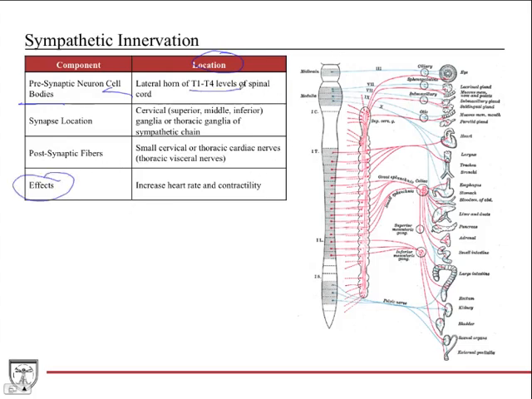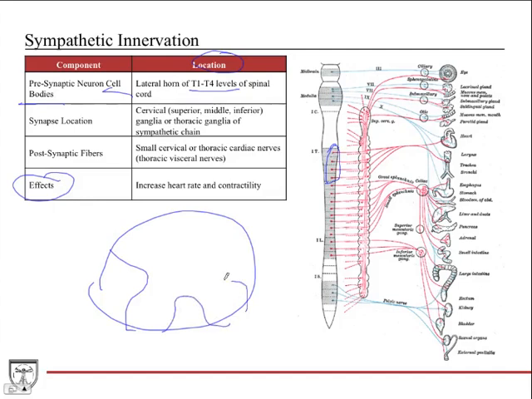The cell bodies, probably the most important thing on here, is where the cell bodies are located. They're in the lateral horn of T1 through T4. So it's always thoracic: T1, 2, 3, and 4. Here are your cell bodies here in the lateral horn. Remember, it's that intermediate horn if we draw the spinal cord here. It kind of has this butterfly shape to it. You have the ventral horn here, the dorsal horn here, and then this intermediate or lateral horn, and this is where our cell bodies are, okay?